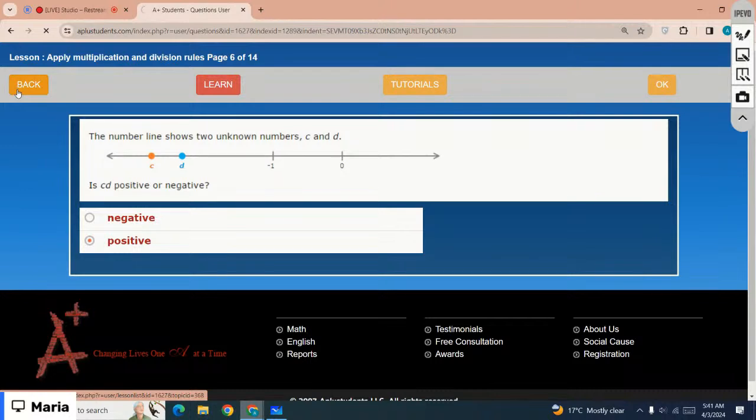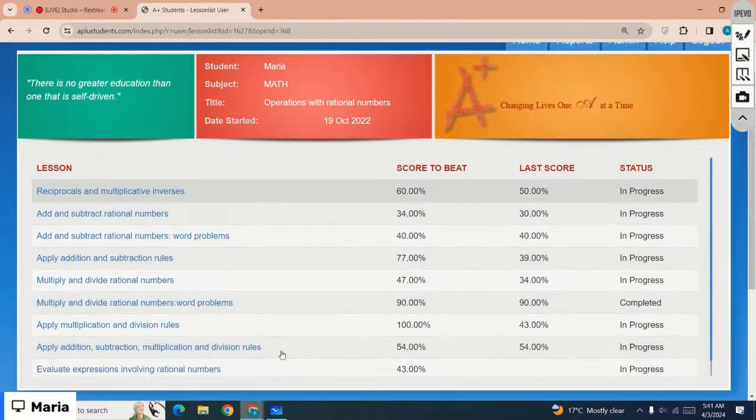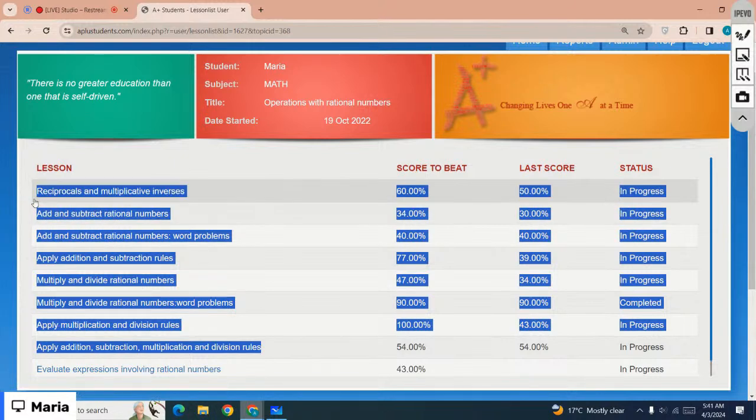Okay, you can complete the lesson by yourself later today. So we were working on grade 8 math. The chapter we were working on is operations with rational numbers. The lessons we have covered today are reciprocals and multiplicative inverses, add and subtract rational numbers, and the problems you have to do on your own. Then we did apply addition and subtraction rules, multiply and divide rational numbers, and apply multiplication and division rules.